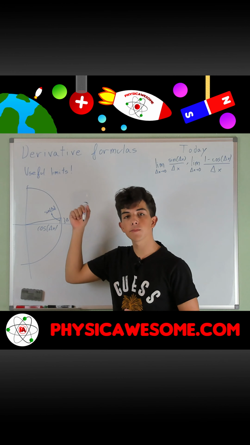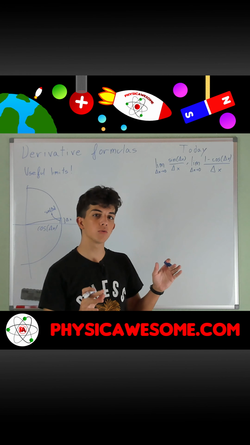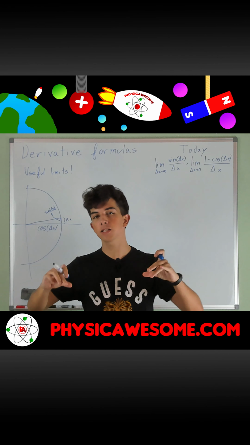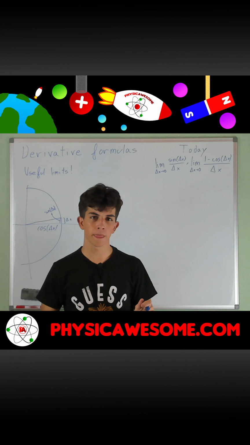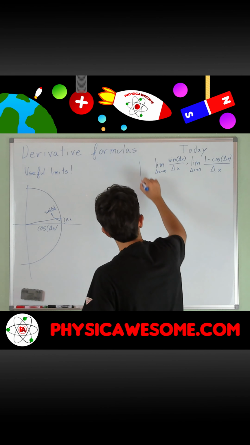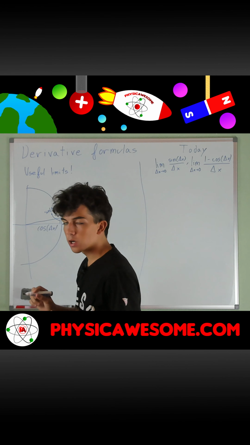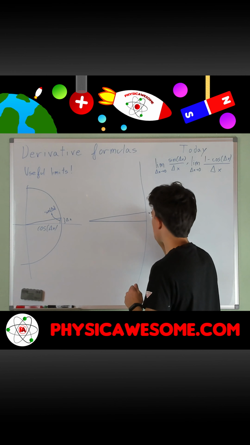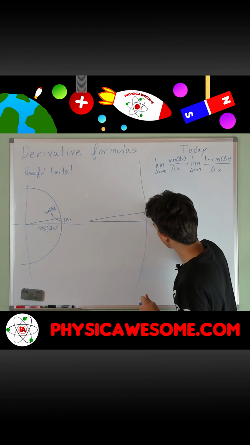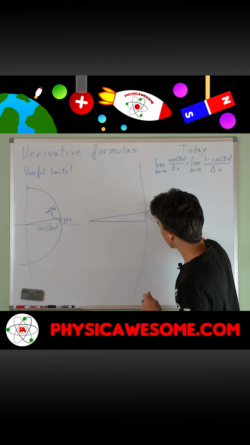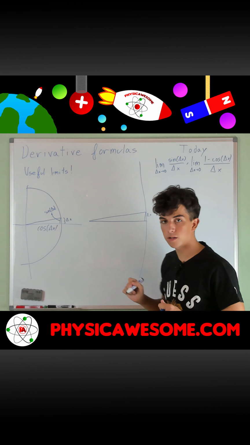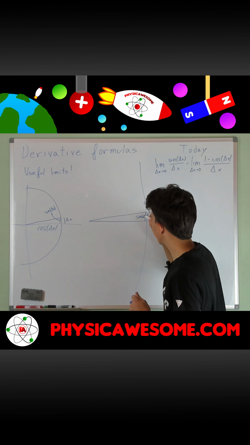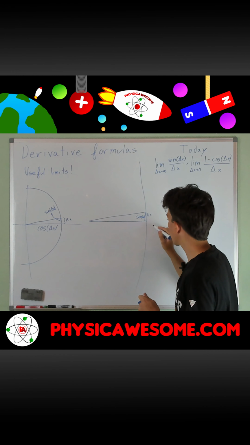Now, to find these limits, we need to make a close-up view of how the different functions behave when delta x becomes really small. Therefore, imagine this is a very close-up view, and we're going to have our small delta x over here. This is going to be this part over here on the outside. It's going to be delta x. This is going to be our sine of delta x, and this is going to be our cosine of delta x.